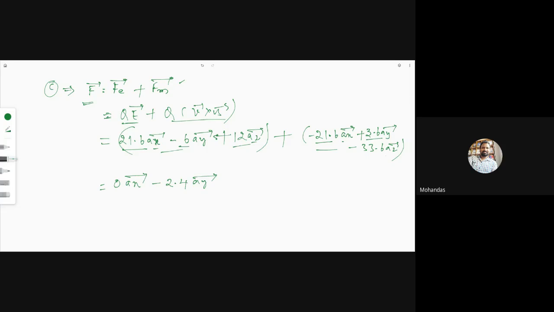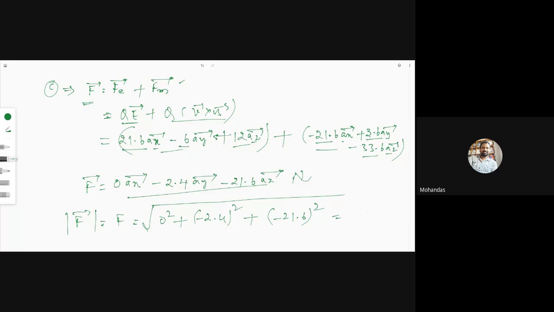Minus 21.6 AZ. So this is the total force, a vector force. Now calculate the magnitude of that, which is equal to F: square root of 0 whole square plus minus 2.4 whole square plus minus 21.6 whole square. What is that value? Please calculate that value. 21.73, sir. Very good, 21.73 newtons.